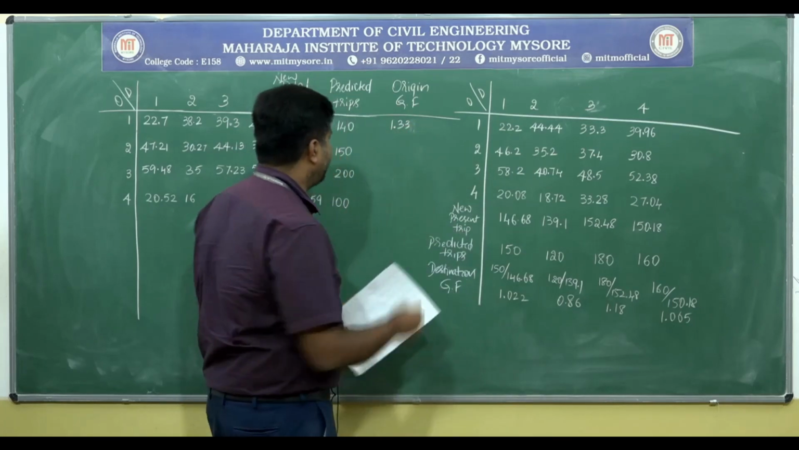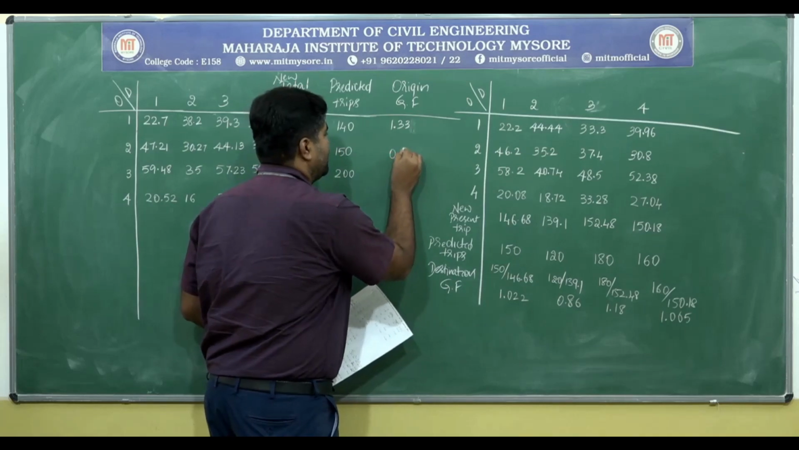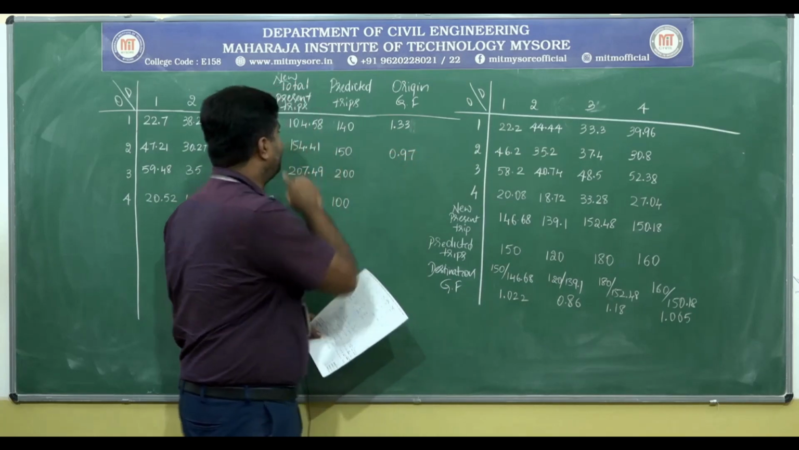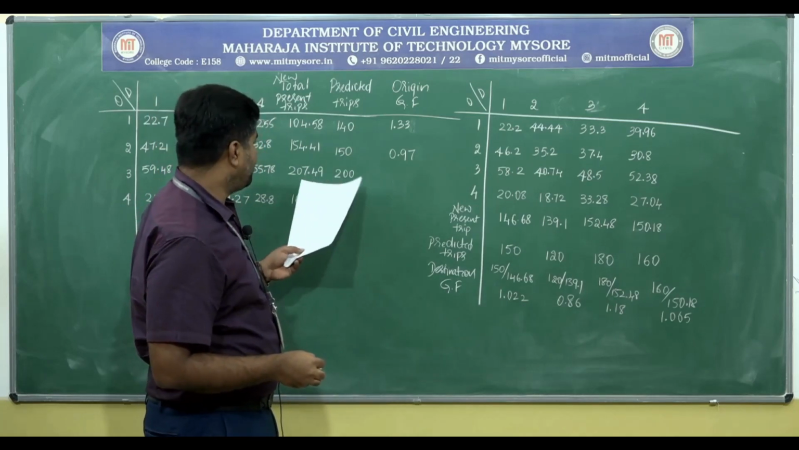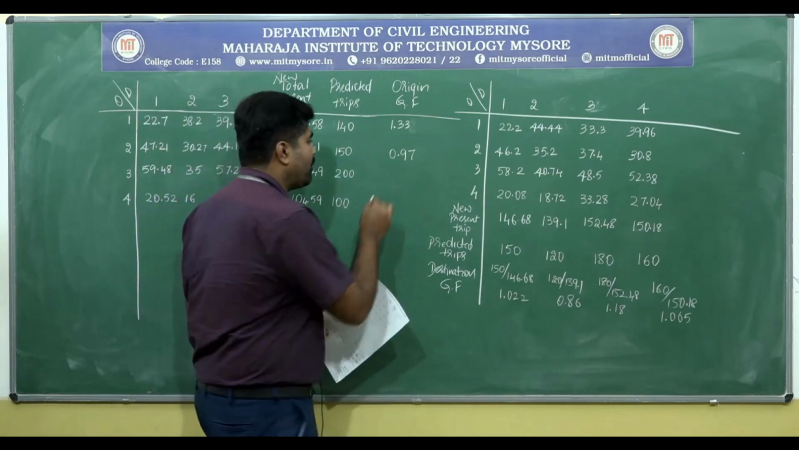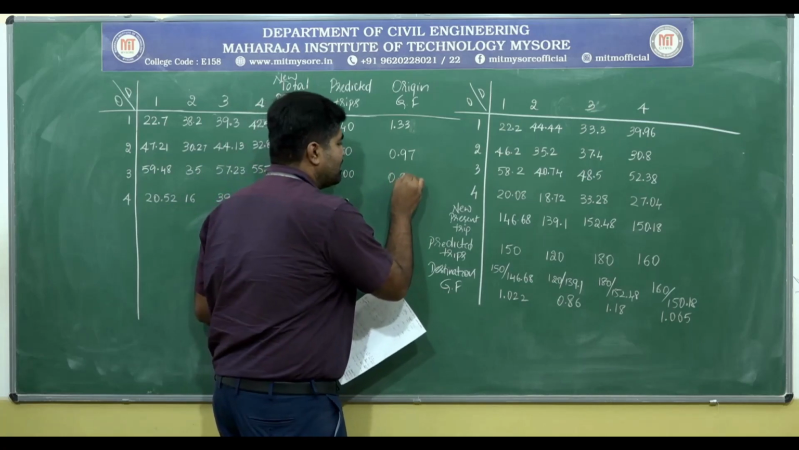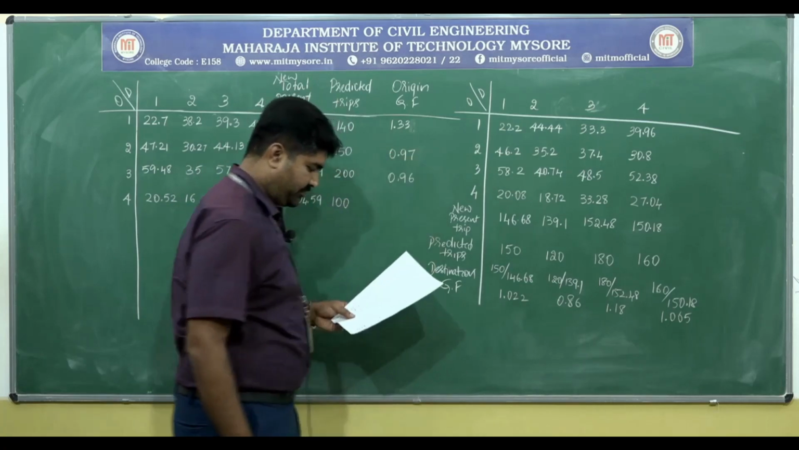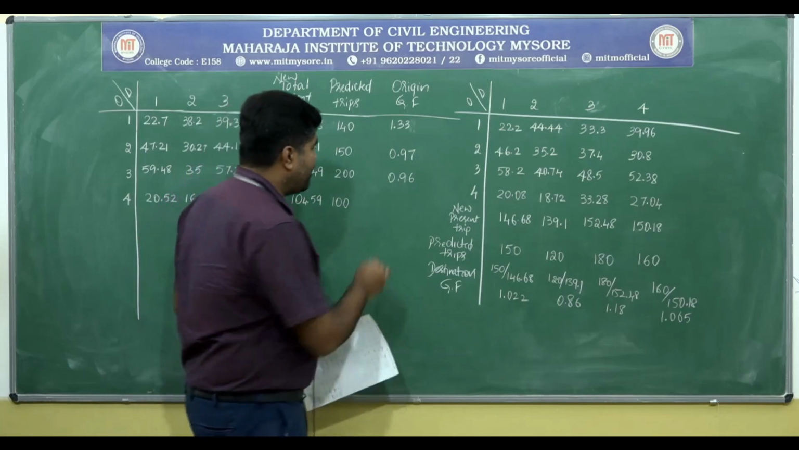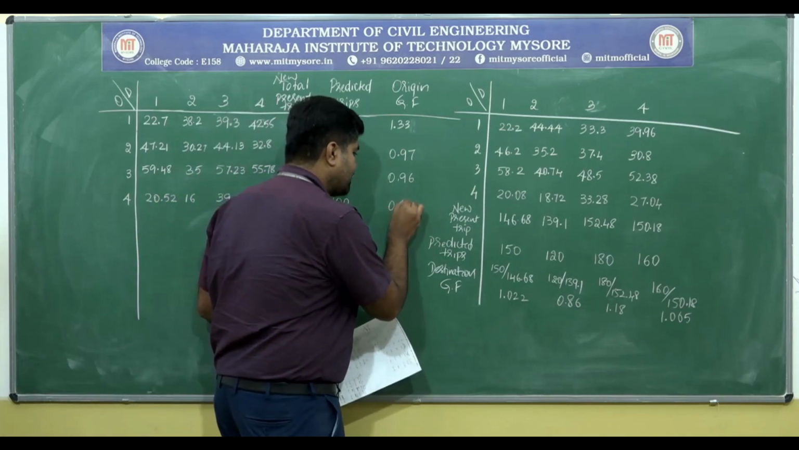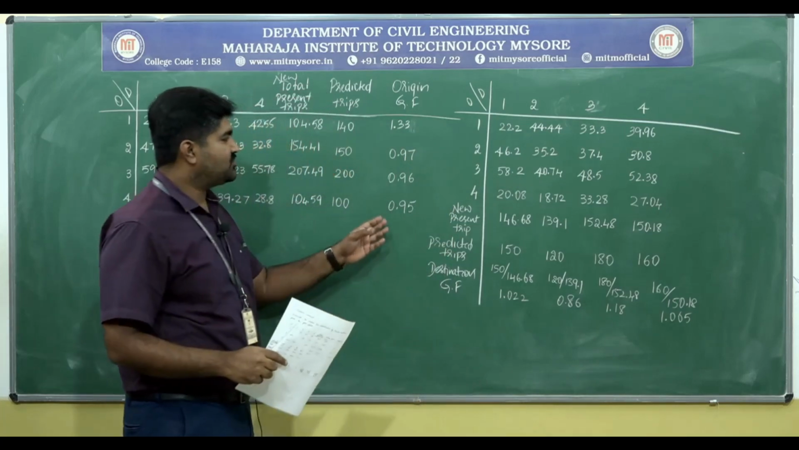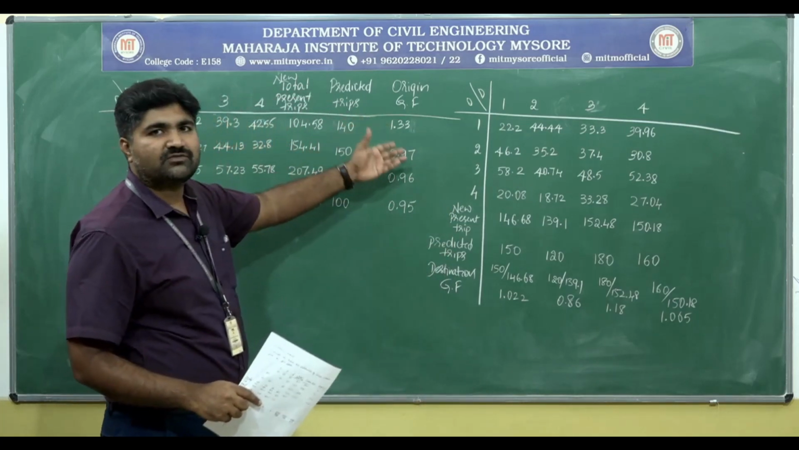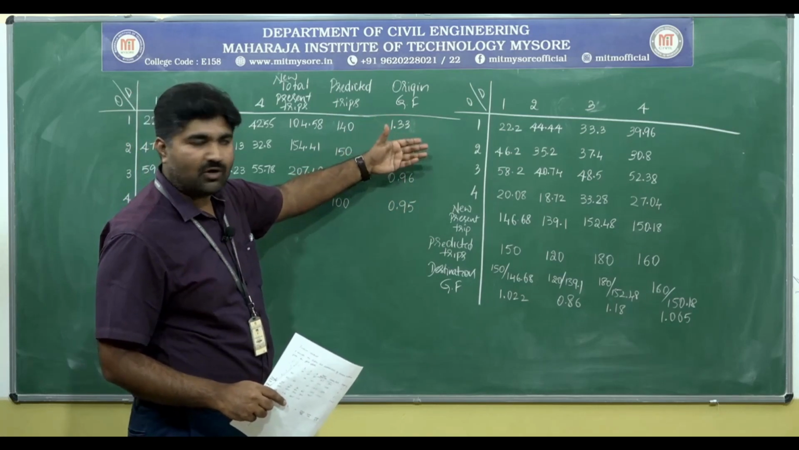Okay. Next it will be 0.97. Okay, 150 divided by 154.41. Next, 200 divided by 207. You will get 0.96. Next, you will get 0.95. Now, compare these values with the previous growth factor.